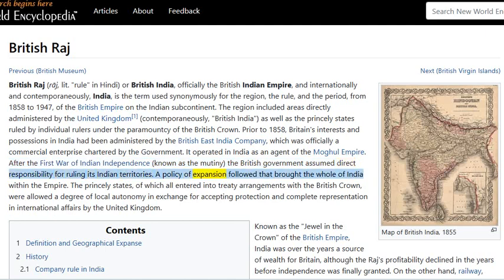A policy of expansion followed that brought the whole of India within the empire. The princely states, all of which entered into treaty arrangements with the British Crown, were allowed a degree of local autonomy in exchange for accepting protection and complete representation in international affairs by the United Kingdom.